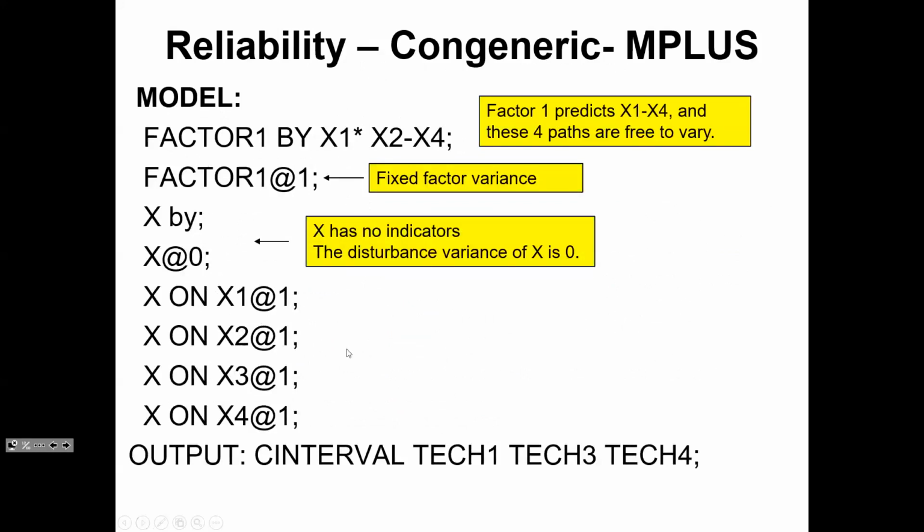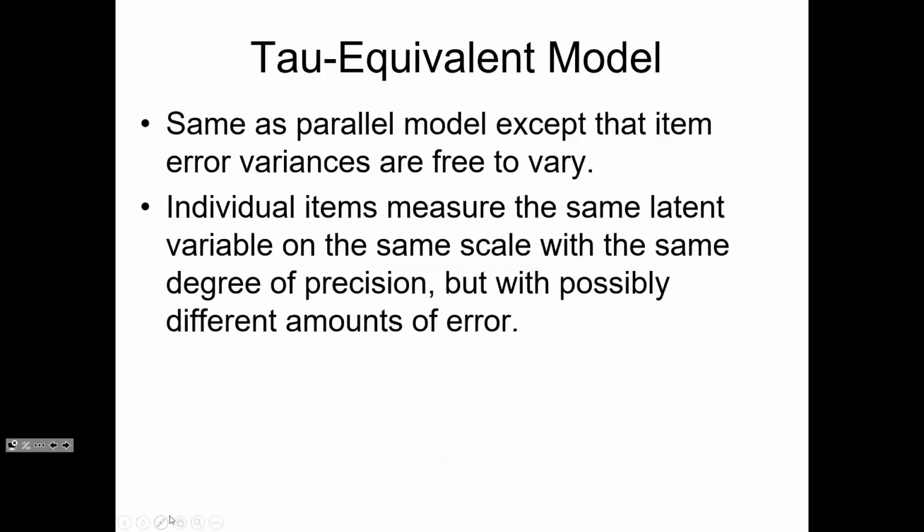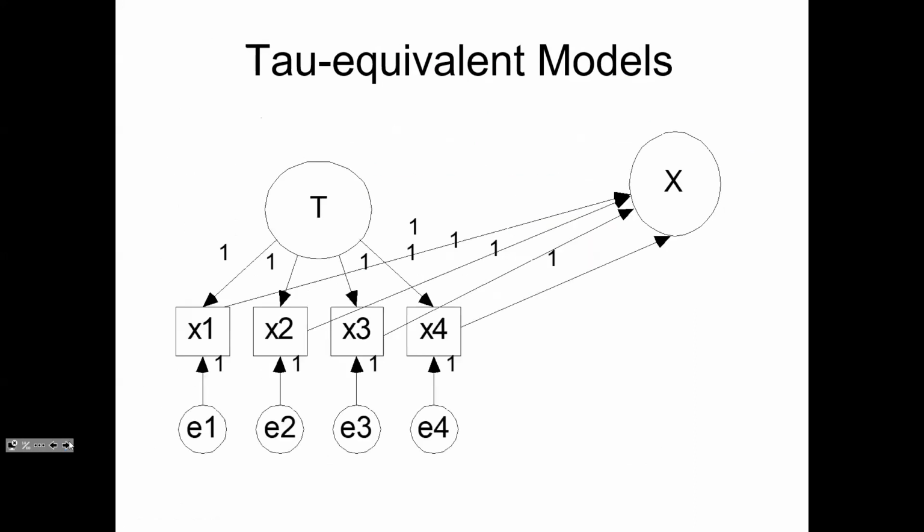All right. So look at all this. Okay. So the tau equivalent model. The tau equivalent model is going to be the same as the parallel model, which is silly because we haven't talked about the parallel model yet either, except that the item error variances are going to be free to vary. So again, what we're really saying is that the items measure the same latent variable. They should be on the same scale now, with the same precision, but with possibly different amounts of error. That's our tau equivalent model.